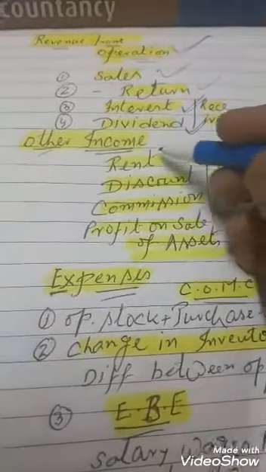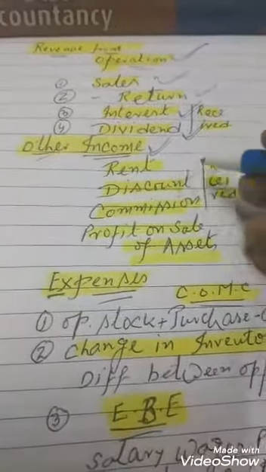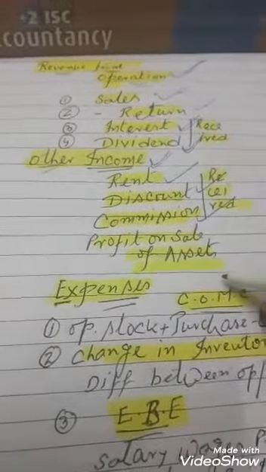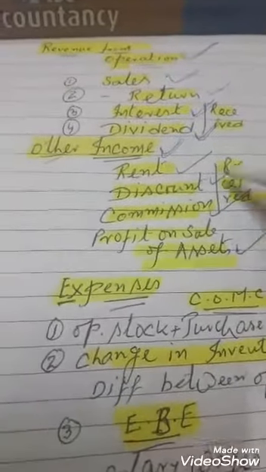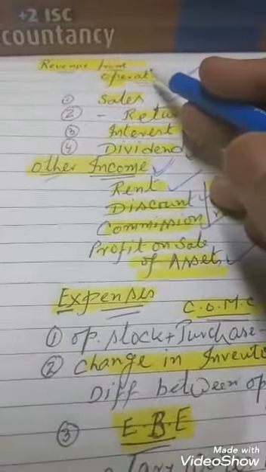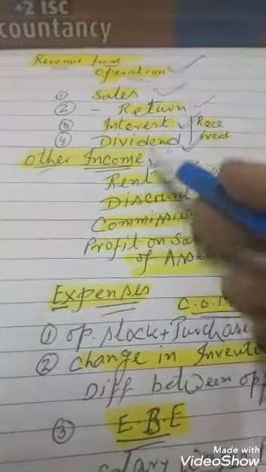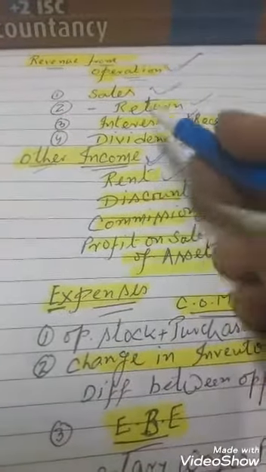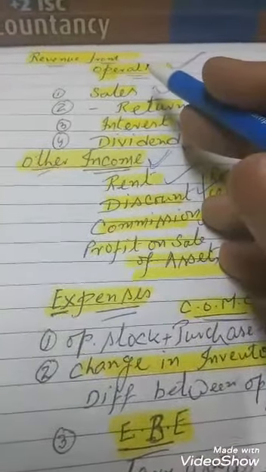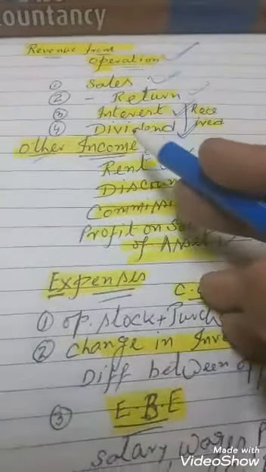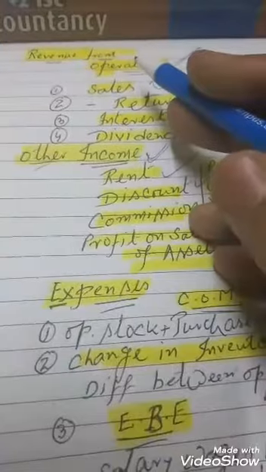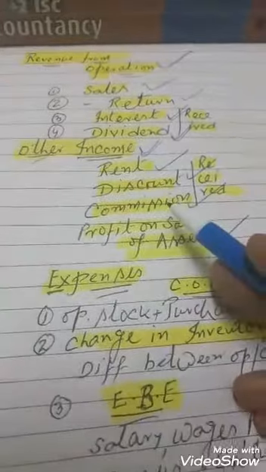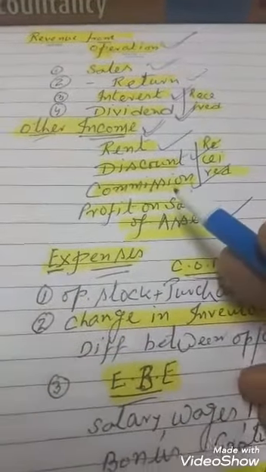Then in other income, the second head, come rent received, discount received, commission received, or any profit on sale of assets. So they are the part of income: revenue from operation and other income. These heads will come under total income. When we make the total, it becomes total income.